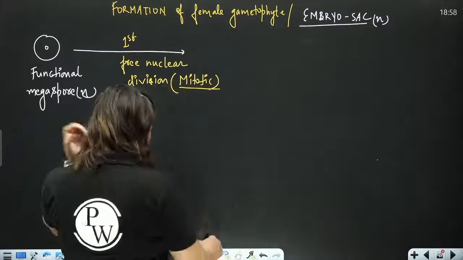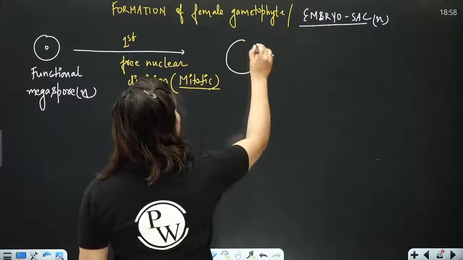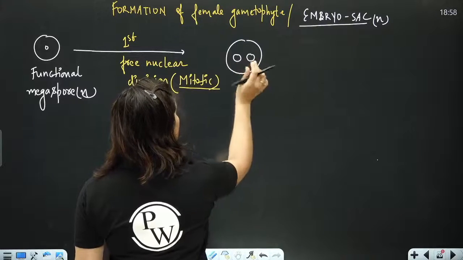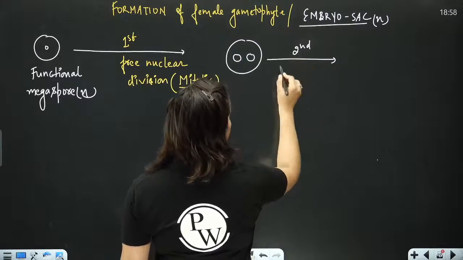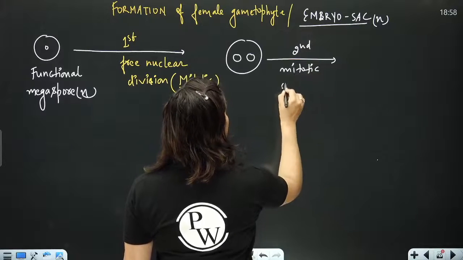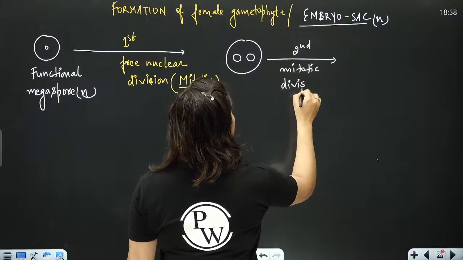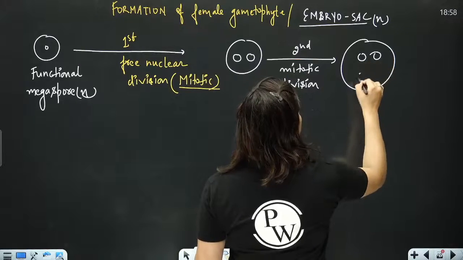So in the first mitosis, only the nucleus will divide. So it will be a binucleated structure. Two nuclei will be formed. Then the second free nuclear division, second mitotic division, which is again free nuclear. That means only the nucleus will divide. So it will become tetranucleated.